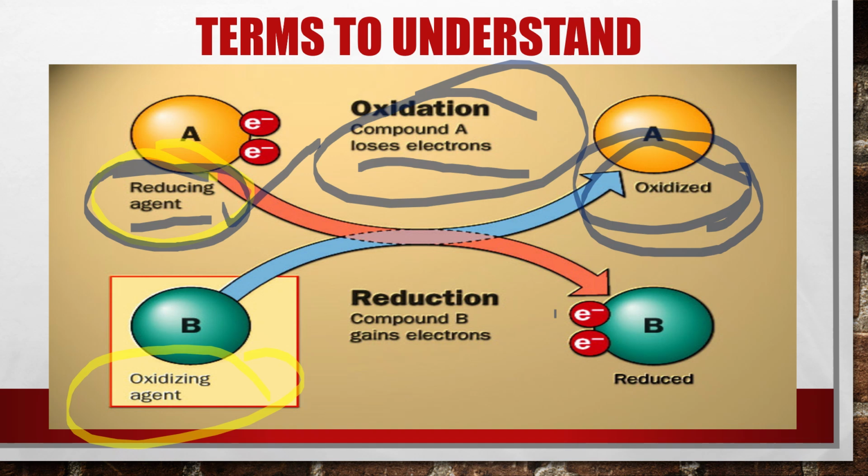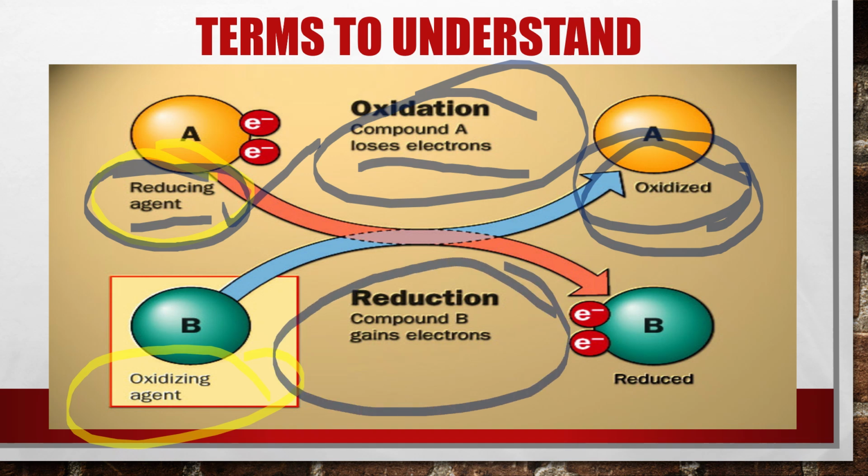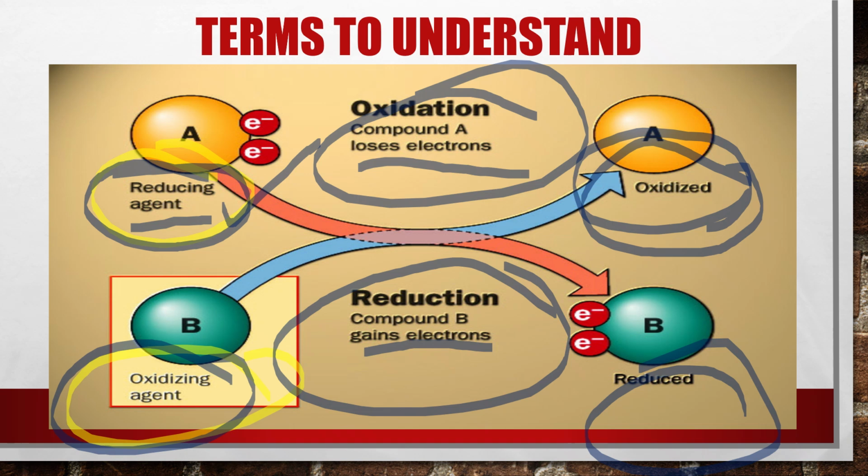Similarly, reduction means gain of electrons, and the substance that gains electrons is called oxidizing agent and it gets reduced. So there might be so many doubts about who is oxidized and who is reduced, so you have to be very careful.